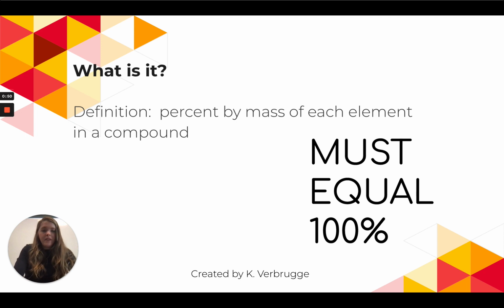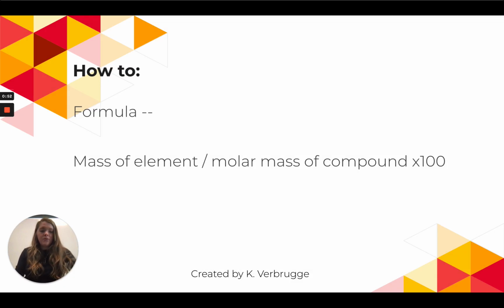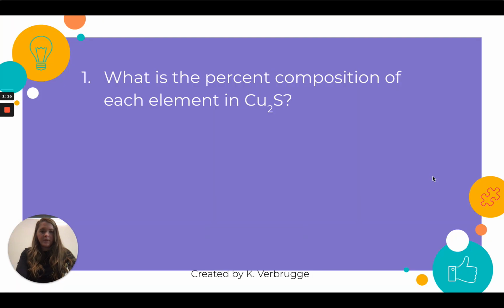Our formula for finding percent composition is the mass of the element divided by the molar mass of the compound, times 100. We find the mass of the element on our periodic table by looking at the atomic mass. The molar mass of the compound we find by adding the atomic masses together for the compound. Then we divide those numbers and multiply by 100, because we're dealing with percents. So let's jump in and try a problem.